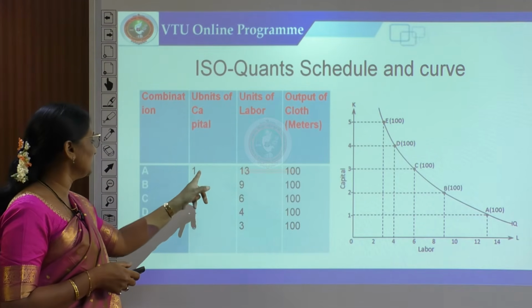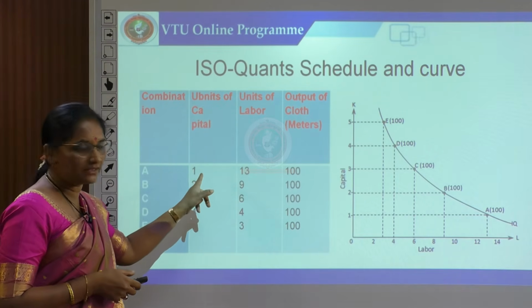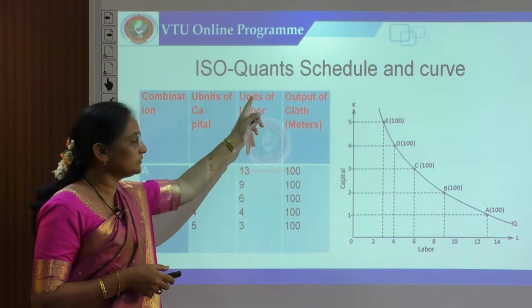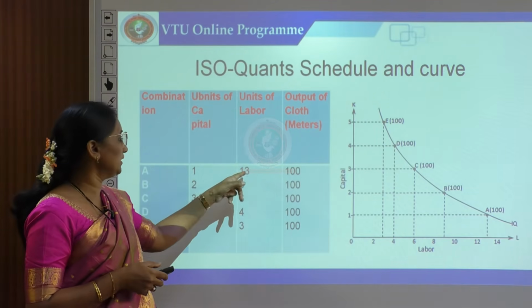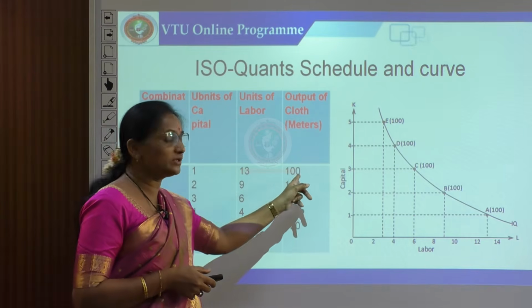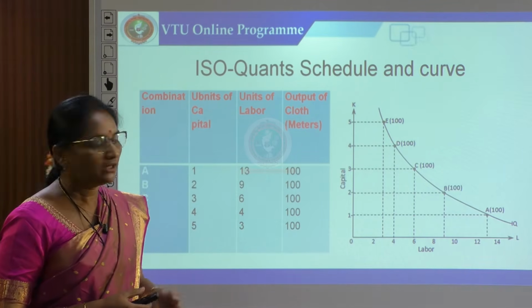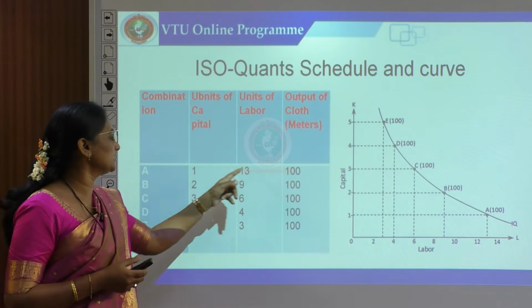See, when we are using the capital is 1, means only one capital we are using. When we are using only one capital, labor is more, that is 13. 1 capital and 13 labor together is producing 100 units of the output. You can go with the A combination if you want to select this.